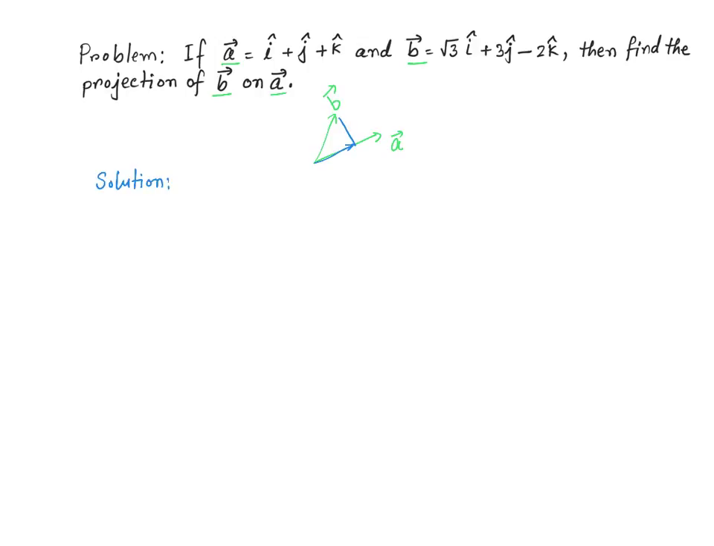Now solution to this problem is very straightforward. Projection of a vector along another vector is given by this formula. So A dotted with B, we are finding the projection of B along vector A, divided by magnitude of A. That's what it is. Now the rest is pretty straightforward. What we are going to do is the following. Find the A dotted with B.